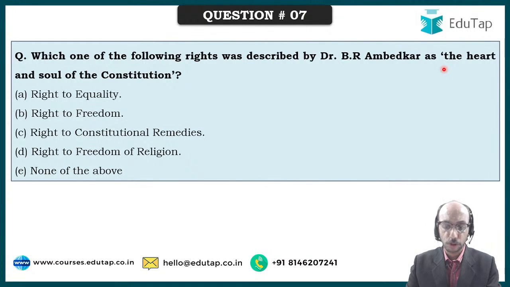Alright, let us see what the answer for the seventh question should be according to you, right? 7A, 7B, 7D, 7C, or 7E. If you know which article is related to right to equality, please type it out. If you know which article is related to right to freedom, please type the number of the article. If you know which article talks about right to constitutional remedies, please tell me the number of that article. You should be knowing the number of these articles.